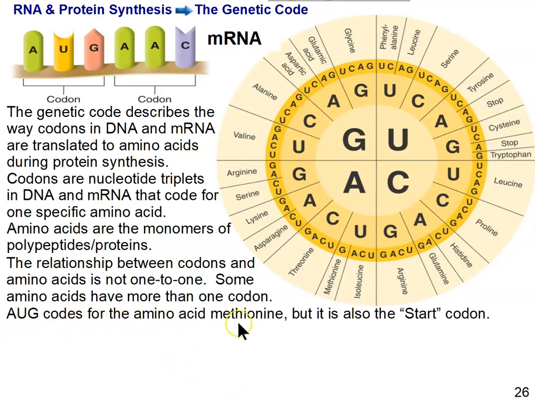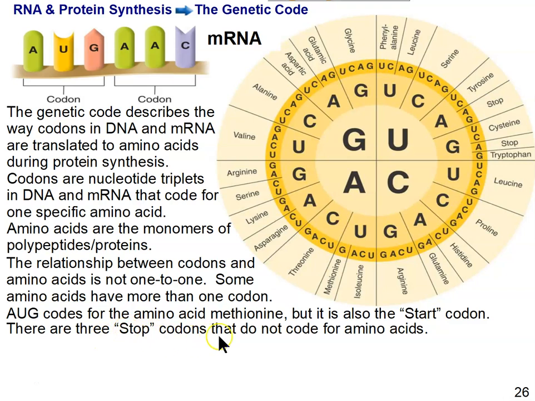AUG codes for the amino acid methionine, but it's also the start codon, AUG, methionine. And it would be a good idea to write start right here. It's not only methionine, it's start. All proteins, the translation of all proteins begin with methionine.